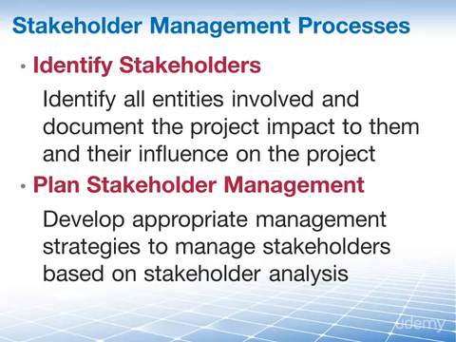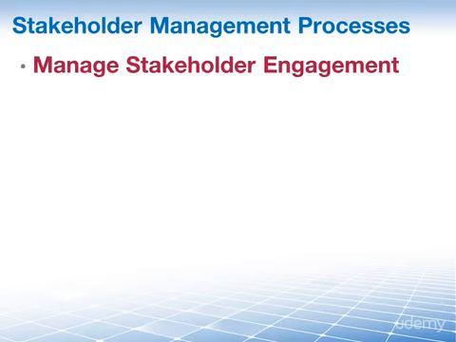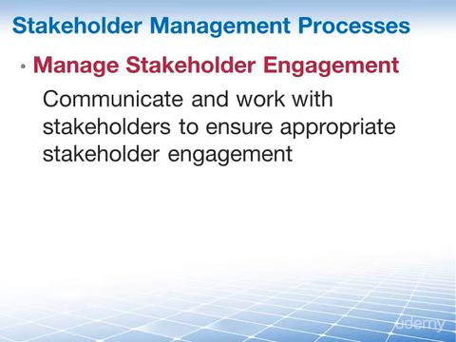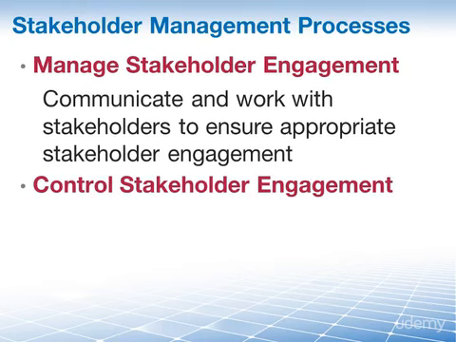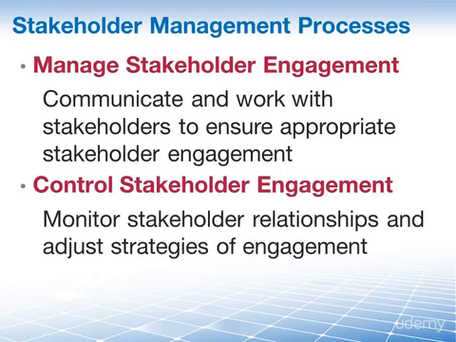Once we have the planning out of the way, we move on to the manage stakeholder engagement process. This is the process of communicating and working with stakeholders to meet their needs and expectations, address issues as they occur, and foster appropriate stakeholder engagement in project activities throughout the project lifecycle. And finally, the last process in this knowledge area, just like many others, begins with the word control. Control stakeholder engagement. This is the process of monitoring overall project stakeholder relationships and adjusting strategies and plans for engaging our stakeholders.